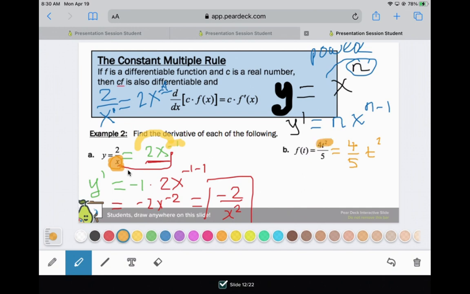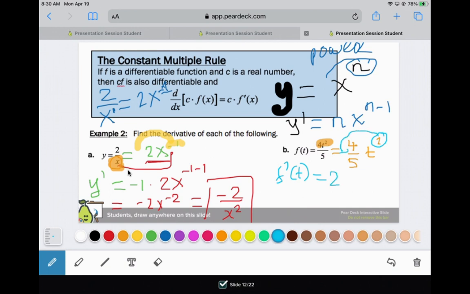The t, the power is on the numerator, so I don't have to move it. So when I'm taking the derivative, f prime, right? I'm taking this power, the 2, and moving it to the front, which is 2 multiplied by 4/5. At the same time, the power is going to be 2 minus 1. So now 2 times 4 is 8/5. 2 minus 1 gives you 1, so that is my power. That's my answer, 8/5 t to the first.